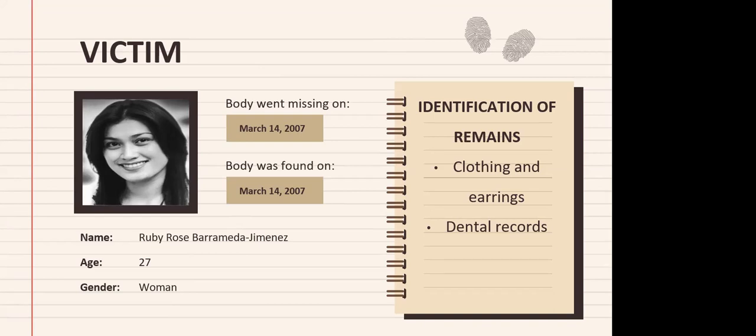Sorry po, there was an error in making the PowerPoint. Her body was found po in 2009. So, for identification of her remains, authorities used her clothing and earrings as well as dental records. So, her family was able to identify her using her clothes, her khaki slacks, her blouse, and her earrings. Yun po. Next slide, please.